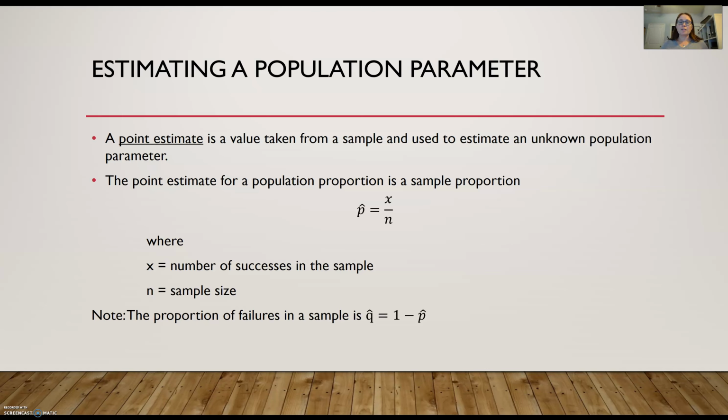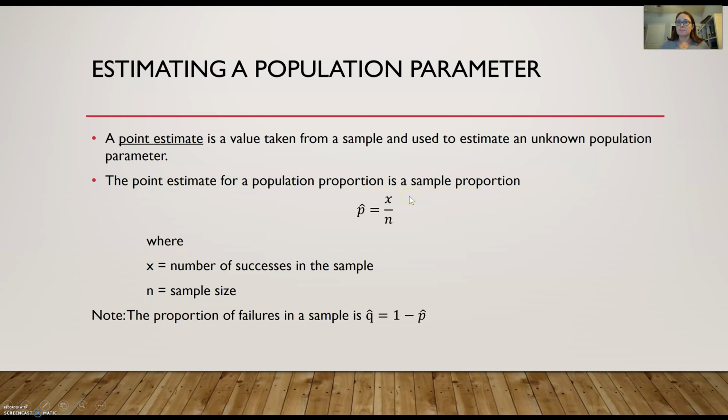So a point estimate is a value that I get from a sample. Let's say that I want to know the proportion of people that like chocolate ice cream. I might take a sample and find the percentage or proportion from that sample. That would be my point estimate for the population proportion, because I don't know what the actual population proportion is. And so I'd get that value using this formula here.